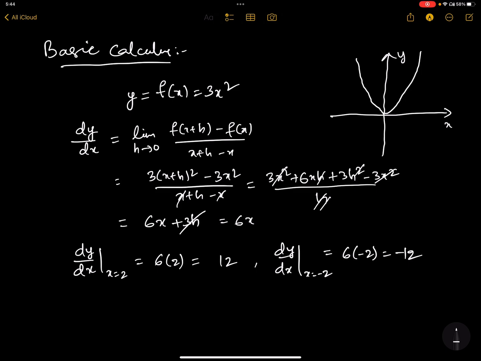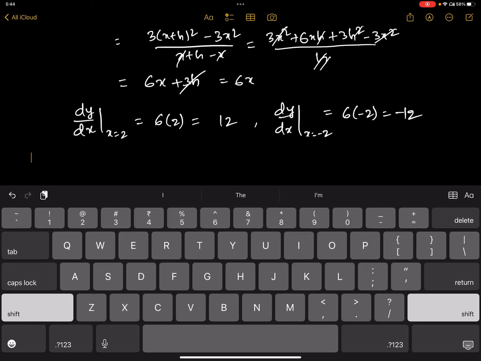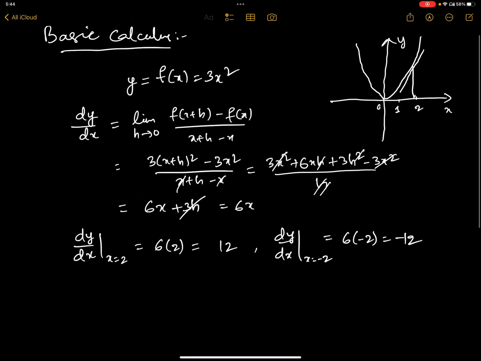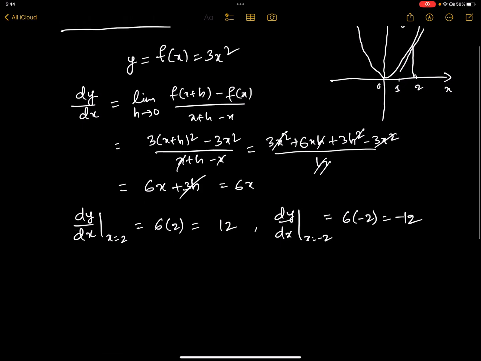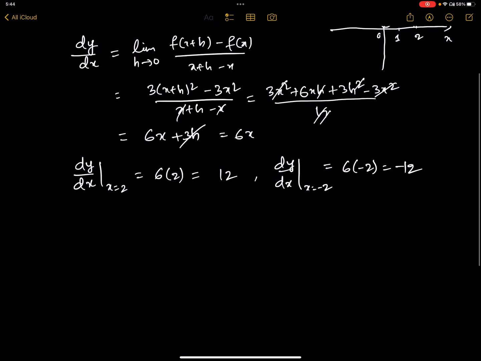So the derivative at that particular point actually means this: if we draw a tangent to the curve at that point, the slope of the tangent is equal to the derivative. For example, in this case, the slope of this tangent at x = 2 will be 12. Okay, now let's move on to another concept.